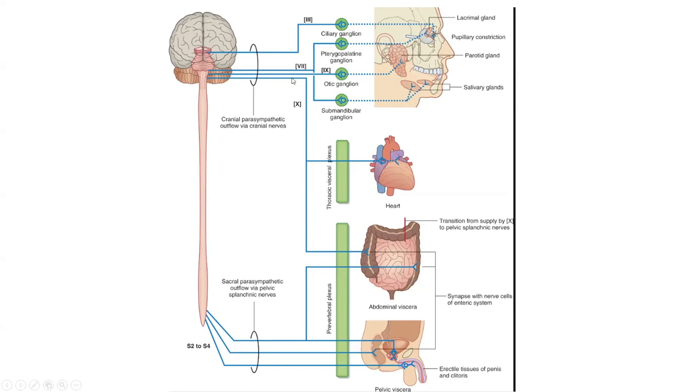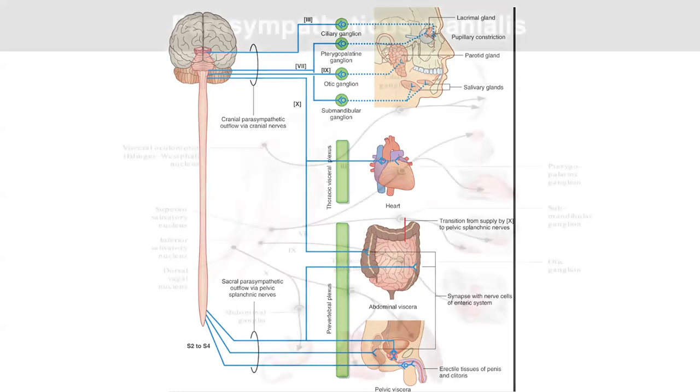Regarding the vagus, we are going to discuss it: its territory is not only the head and neck, but also the thorax and most of the abdominal viscera. And about the pelvic splanchnic nerves, we also discussed that this is another center of the parasympathetic division, which is the craniosacral system.